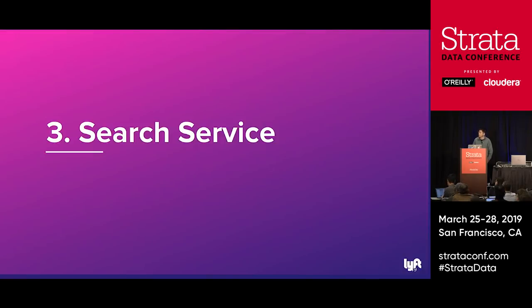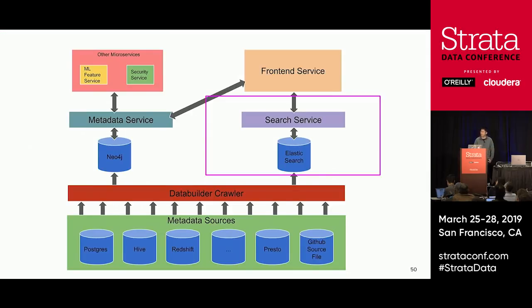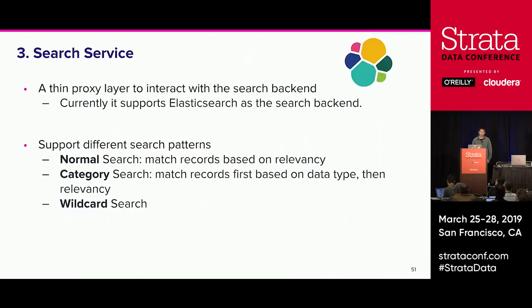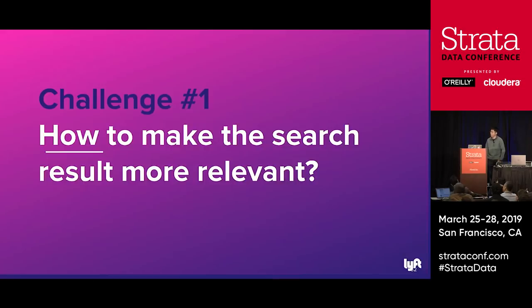So next, let's talk a little bit about the search service. Search service is also a thin proxy layer which leverages Elasticsearch as a backend for serving the search requests. It supports different search patterns, like normal search, where we use the user input search query term and match the records based on relevancy. And category search, where we match the record based on data type, then relevancy, and then wildcard search.